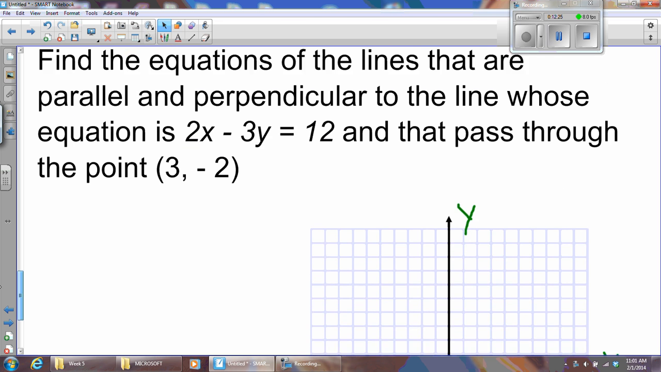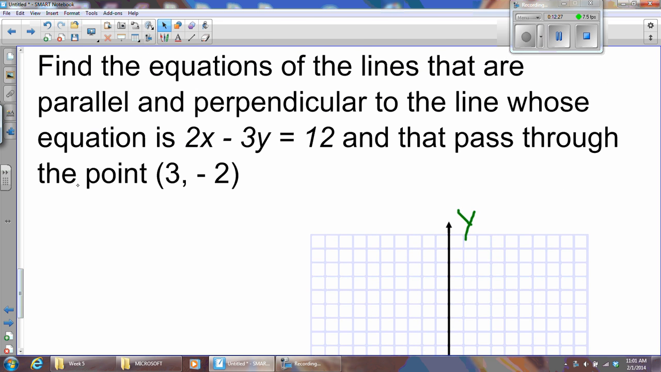All right, let's try it again. This time the equation is written in slope or in standard form. So let's get my slope right away. The original slope is going to be 2/3, I believe. Negative a over b. A is 2, the negative of a is negative 2. B is negative 3. Negative 2 over negative 3 simplifies to 2/3. Okay, so let's do the parallel one.